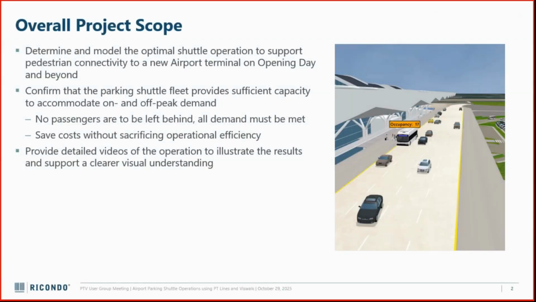As for the overall project scope, the main goal of this project was to determine the optimal shuttle operation for a new terminal opening at the airport. We wanted to ensure there was pedestrian connectivity between the airport and the parking facilities on opening day and beyond. We also wanted to confirm that the existing fleet provided enough capacity to support the peak day and off-peak demands. In this case, it meant that no passengers would be left behind by a shuttle.